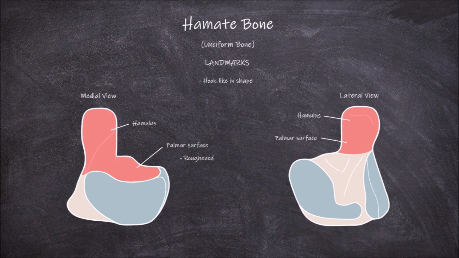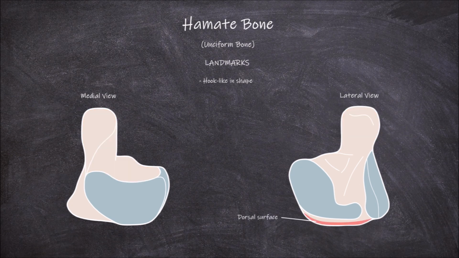The second surface is the dorsal surface. This surface is also roughened for ligament attachment. The third surface is the medial surface. This surface is convex in shape in the proximal portion of the surface and is concave in the distal portion. This surface has a large facet on it for articulation with the triquetrum bone.